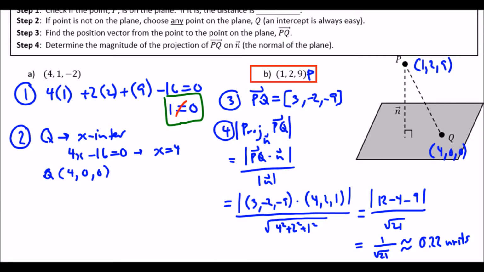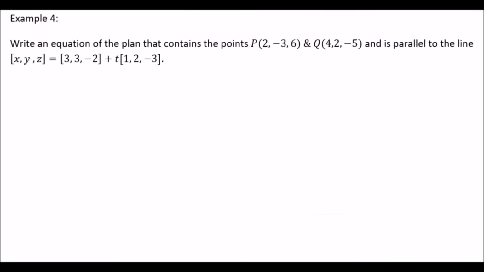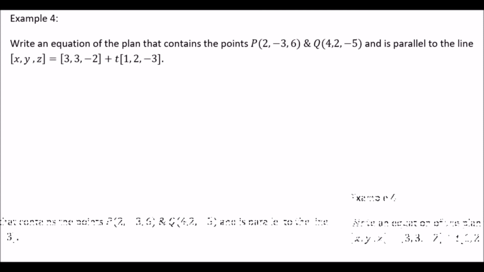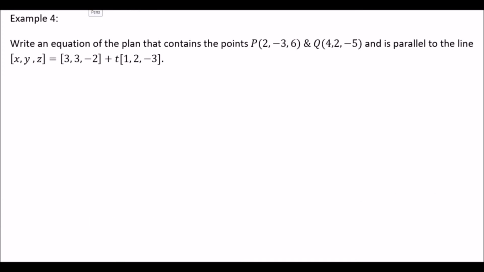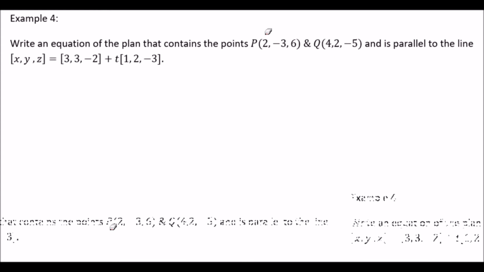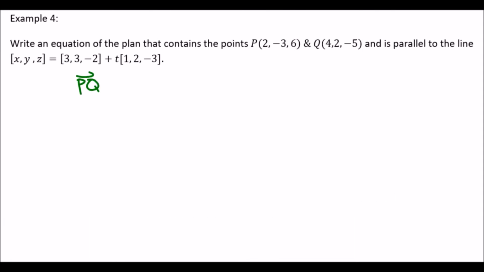Alright, the last two examples I have here are just random examples. This really goes back to, I believe, lesson 2 or 3. We'll do it quickly. Write an equation of a plane that contains the points P and Q and is parallel to the line. I can use one of these as my point on my plane, P or Q, but I do know that PQ is a direction vector on my plane. So I'm going to find it.